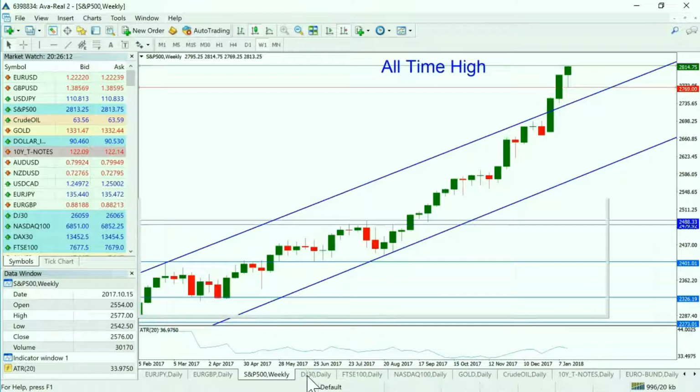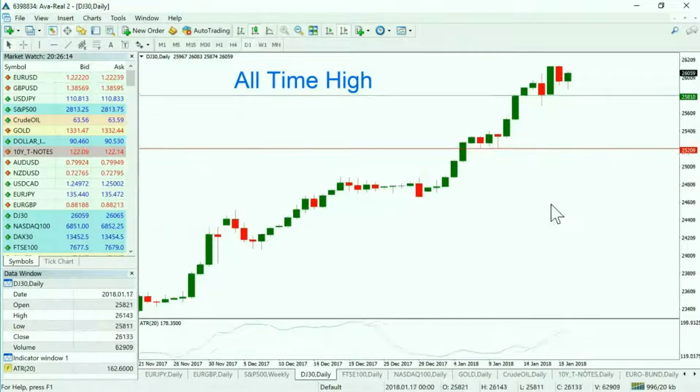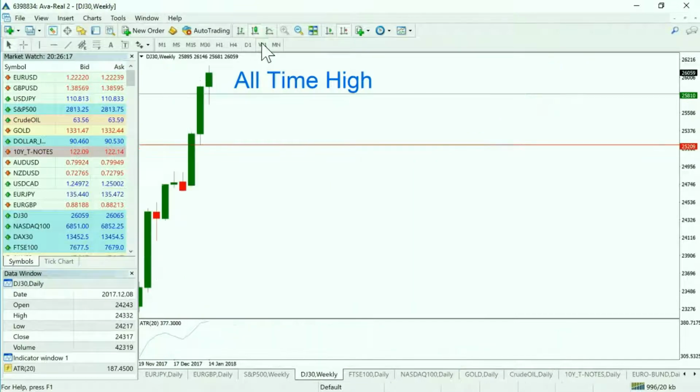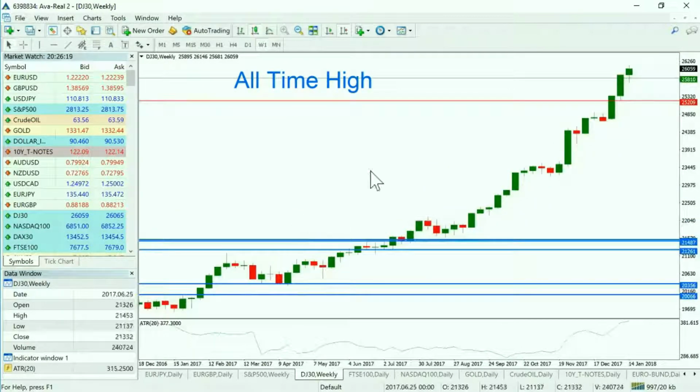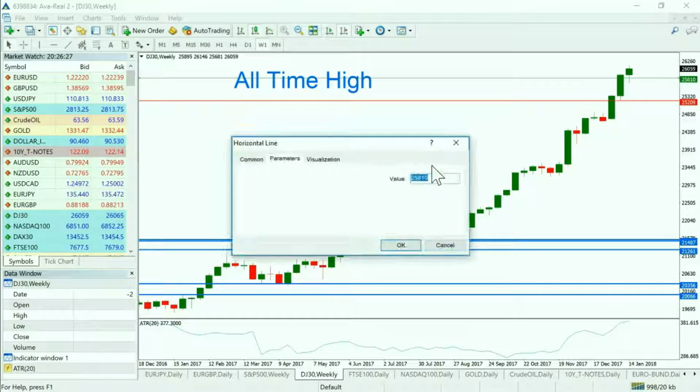So the US indices are all in the same boat. We'll just have a look at the weekly time frame, and just for consistency purposes, work with the high of 26,146. Unbelievable. 26,146.